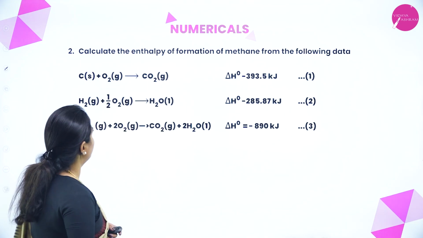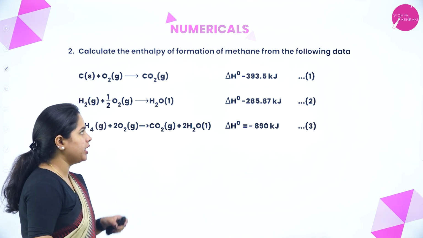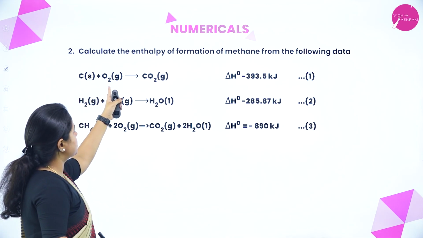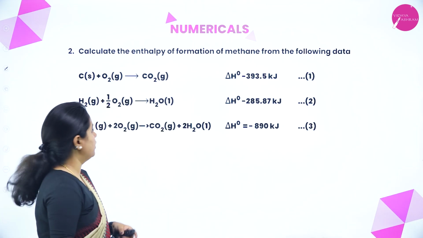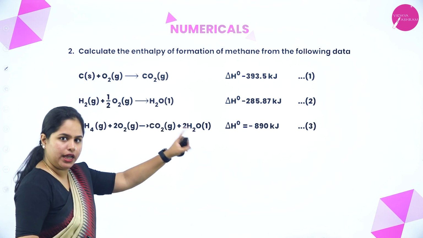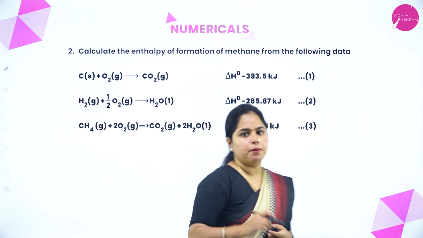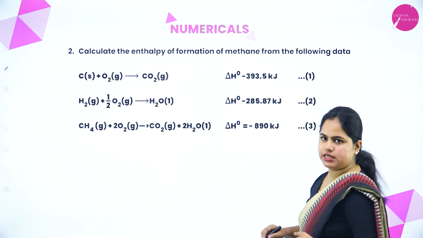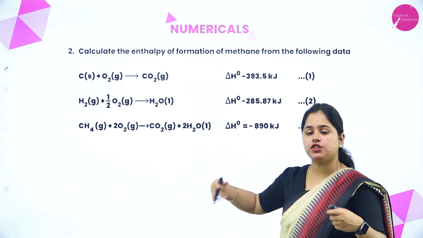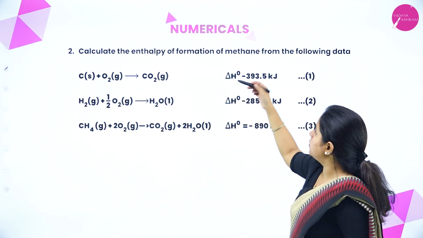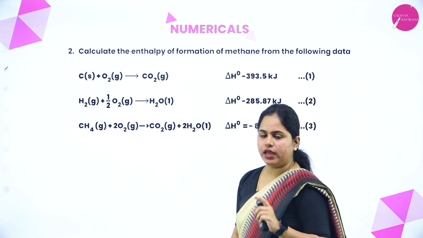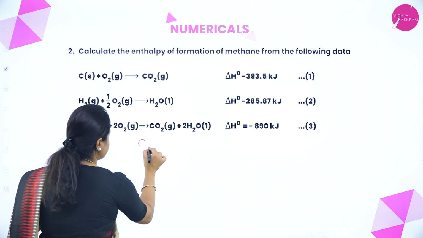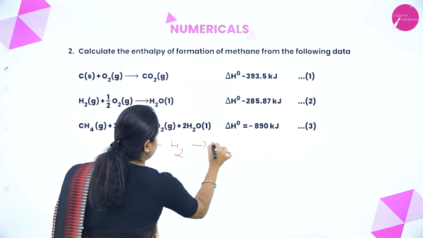Now moving on to the next numerical. Calculate the enthalpy of formation of methane from the following data. The reactions are already given to you. Carbon plus oxygen giving carbon dioxide, the enthalpy is given. Hydrogen plus half O2 giving water, the enthalpy is already given. And the next one is methane plus 2O2 giving carbon dioxide and 2 molecules of water, the enthalpy is given. So the 3 reactions from which we have to calculate the enthalpy of formation of methane are given. Now what is the reaction that we require? That is the enthalpy of formation of methane. That means carbon plus hydrogen will give you CH4.